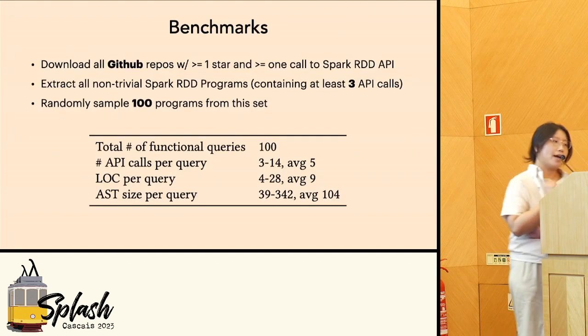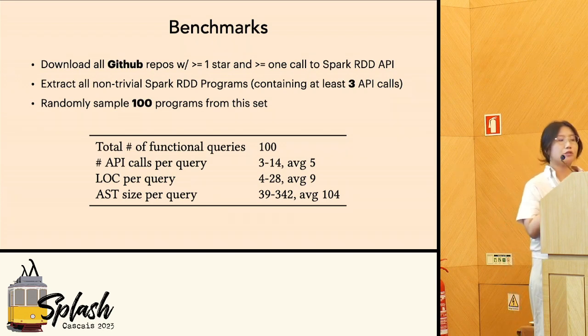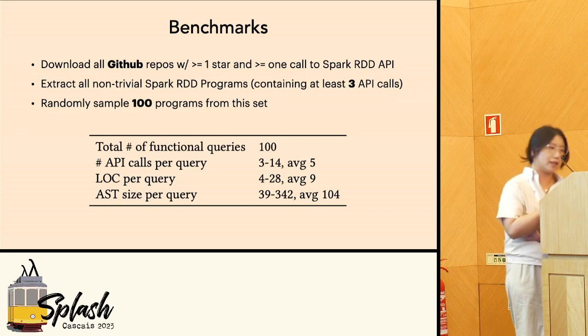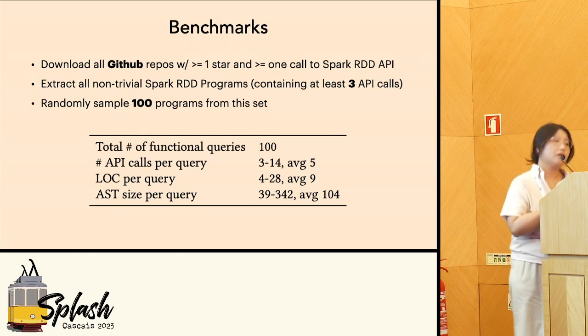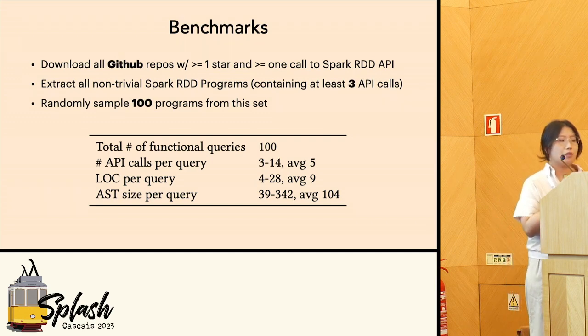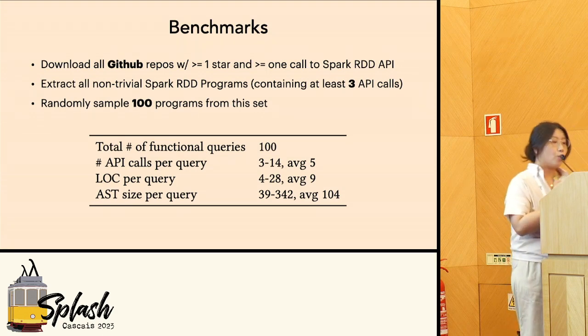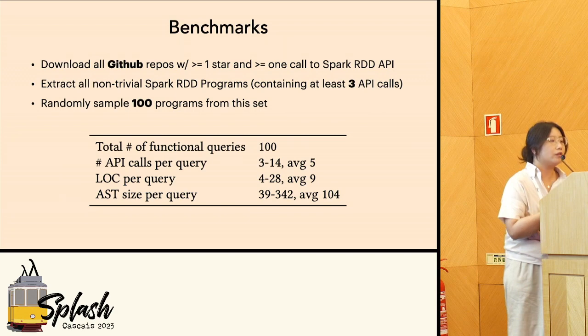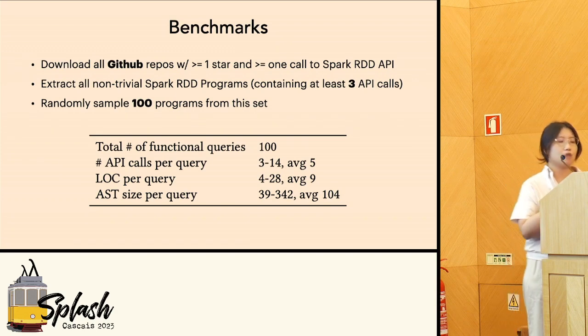To assess how good our approach is, we built a tool called RDD to SQL and evaluated it on a benchmark set we collected. To collect the benchmark, we downloaded all GitHub repos with at least one star and one call to the Spark RDD API. We then extracted all non-trivial programs from this set and randomly sampled 100 programs.